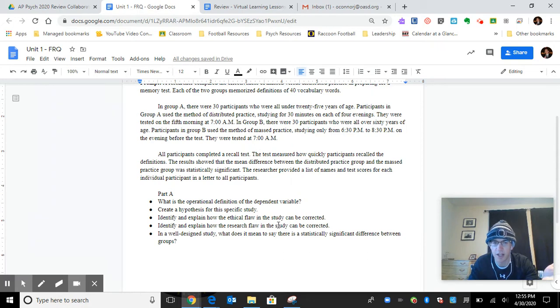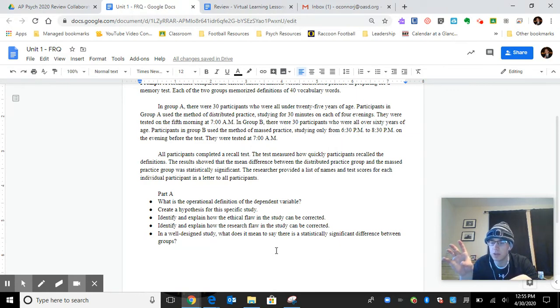Same thing with creating a hypothesis. You don't have to define a hypothesis. Look at your definition, look at the research study, and then type out, in this study, a hypothesis could be blah, blah, blah. Same with those third and fourth points, identify and explain how the ethical flaw in the study can be corrected. And then the fourth one is a research flaw.